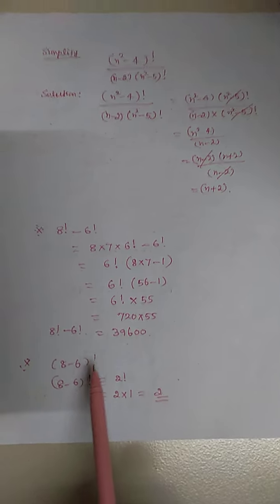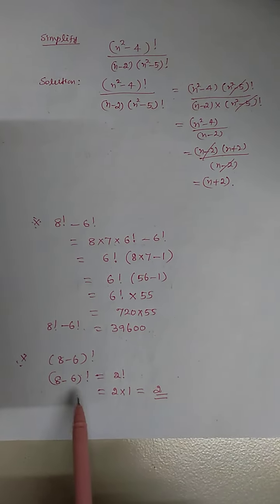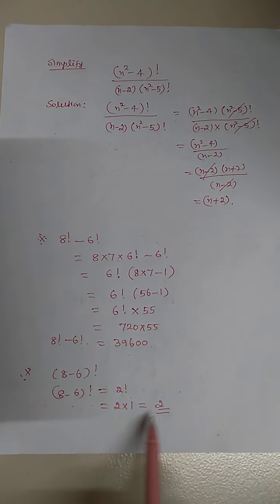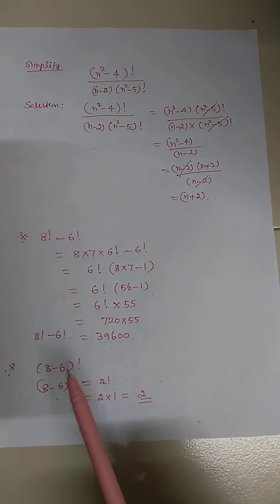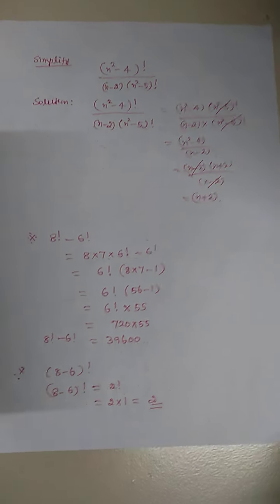(8 minus 6) whole bracket factorial is equal to 2 factorial. So 8 minus 6 is 2. 2 factorial, 2 into 1 is 2, is the answer. This is the answer for (8 minus 6) whole bracket factorial.